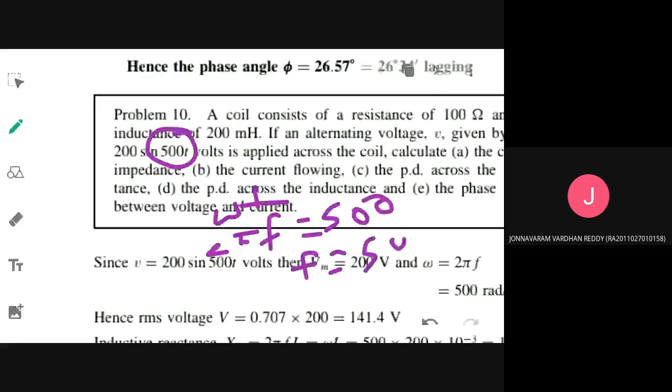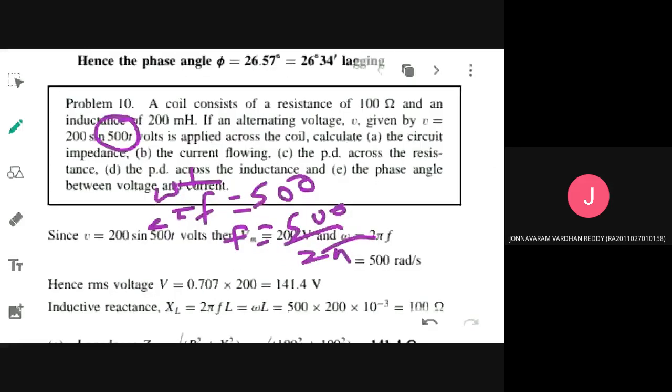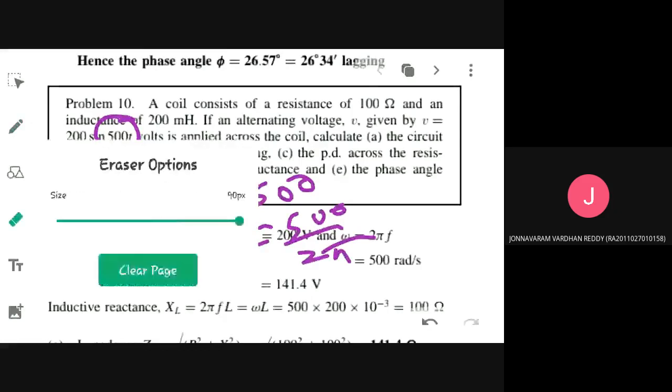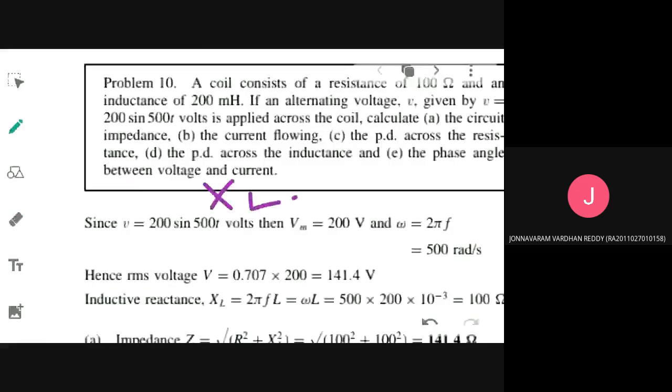What is the frequency? Otherwise omega is given, so you can keep it as such. You can calculate XL. XL is equal to omega L. Omega is this value 500. So 500 into 200 into 10 to the power minus 3.